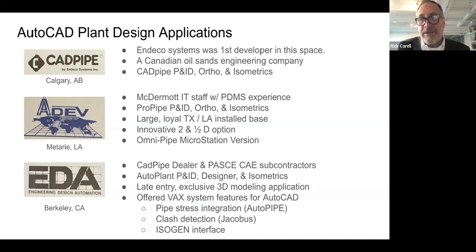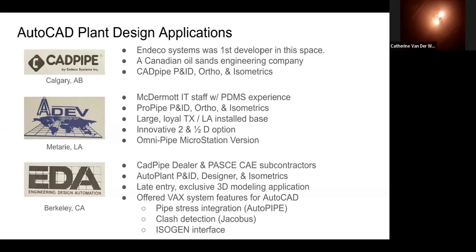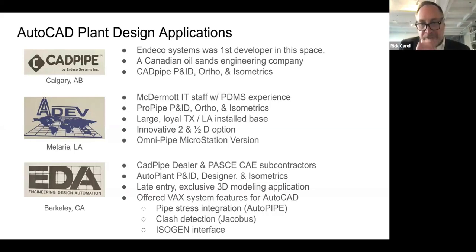The owners were PhDs in structural engineering from Cal, smart guys, came up with the AutoPLANT P&ID designer and isometrics program. We actually bought the products from a guy in Louisiana who developed it, Renzo Spanhoff. So we were late entries, and we were doing 3D modeling. Once again, you can't do 3D, especially in AutoCAD. 3D is hard enough, but to do it on AutoCAD is impossible. And so our approach was to offer these PACE system features for AutoCAD.